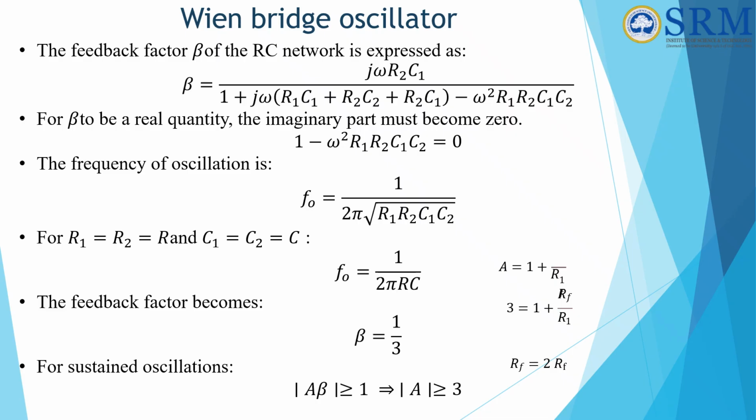frequency of oscillation. If we consider R1 equal to R2 and C1 equal to C2 equal to C, we get F0, the frequency of oscillation, equal to 1 by 2 pi RC. The feedback factor becomes beta equal to 1 by 3. For sustained oscillations, A beta must be greater than or equal to 1. So that means A must be greater than or equal to 3. For a non-inverting amplifier, the gain A is given as 1 plus Rf by R1. So 3 will be equal to 1 plus Rf by R1. So Rf will be equal to 2 R1.